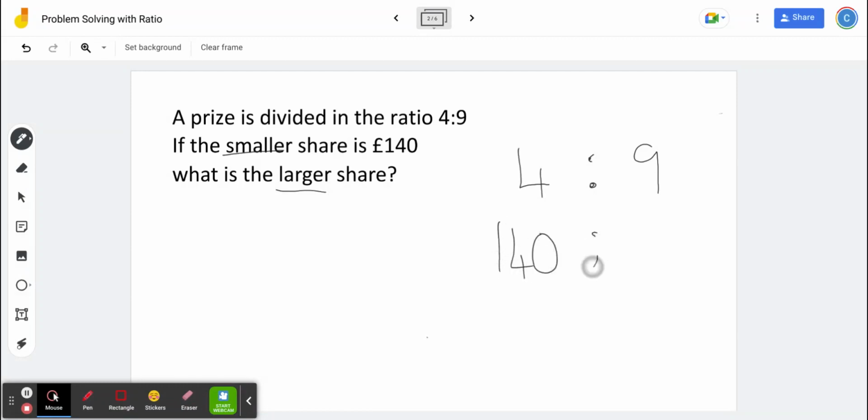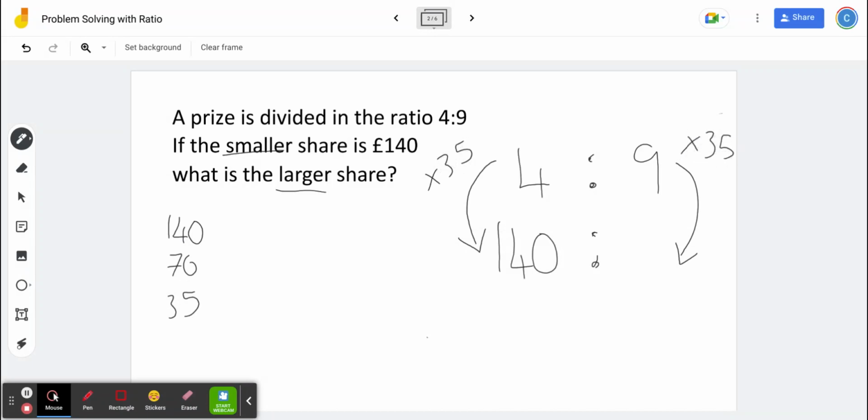So what they're telling us is that the smaller share is £140. So I write that underneath the smaller share because what I need to do is think about what that smaller share got multiplied by to get to 140, and then I do the same to the other side. So to figure out what 4 got multiplied by to get to 140, if you've watched my other videos, a little shortcut for dividing by 4 is to half the number and then half it again. So I can see quite quickly without having to do a bus stop that it's been multiplied by 35, and then I'm going to do the same to the other side.